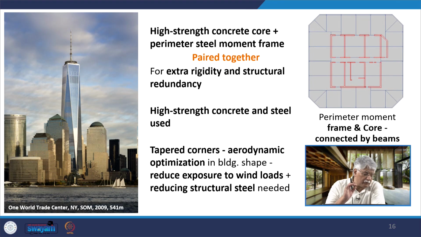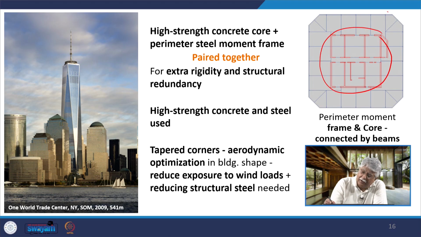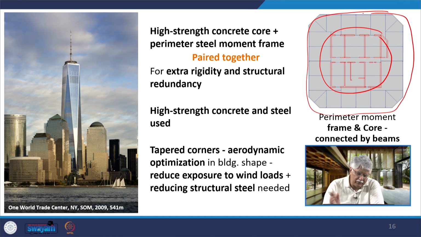So in the case of the One World Trade Center that came up on the site of the twin towers that were destroyed in the terrorist attack in 9/11, this tower, rising to 541 meters, is today the tallest building in the US. It has a high strength concrete core, and it has a perimeter steel moment frame on the outer periphery, and they are paired together for extra rigidity and structural redundancy. I might have mentioned to you last time also, redundancy happens in case a fallback arrangement is provided in the skyscraper.